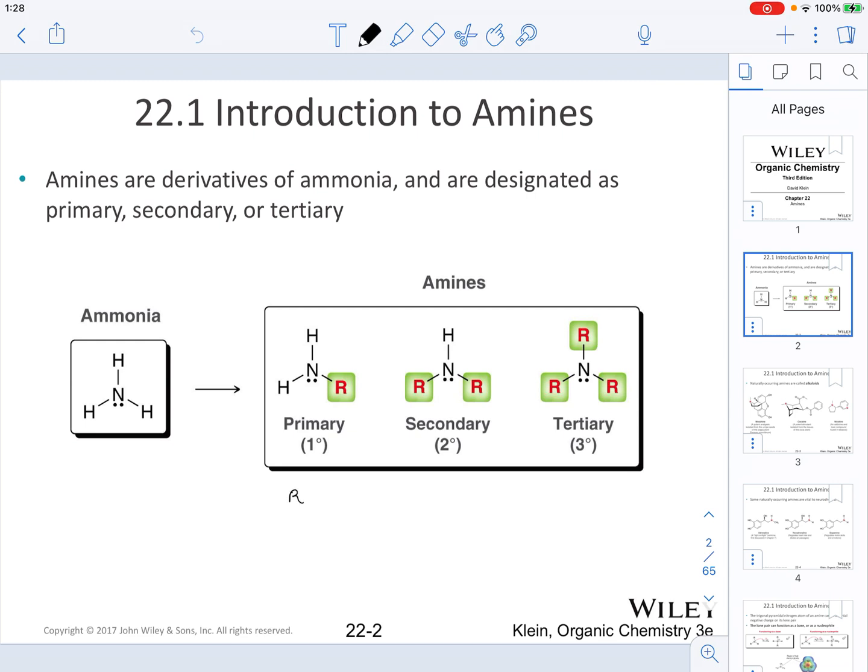So R must be alkyl, meaning carbons with hydrogens. Understand that if R is aryl, meaning a benzene ring, then we're going to have a different class of molecules because those are going to be aniline derivatives.